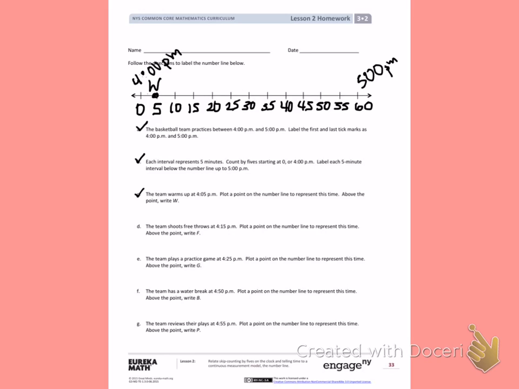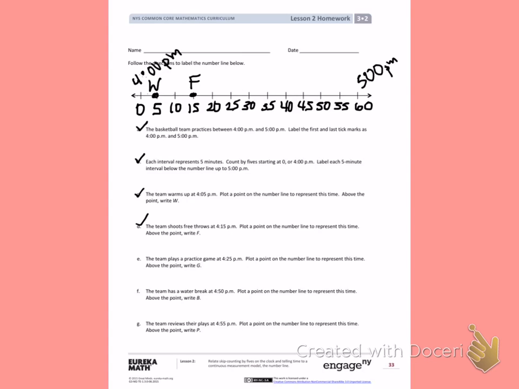Letter D. The team shoots free throws at 4:15 p.m. Plot a point on the number line to represent this time. Above the point, write F. So at 4:15, that would be skip counting over. 4 o'clock, 4:05, 4:10, 4:15. That's when we take free throws.